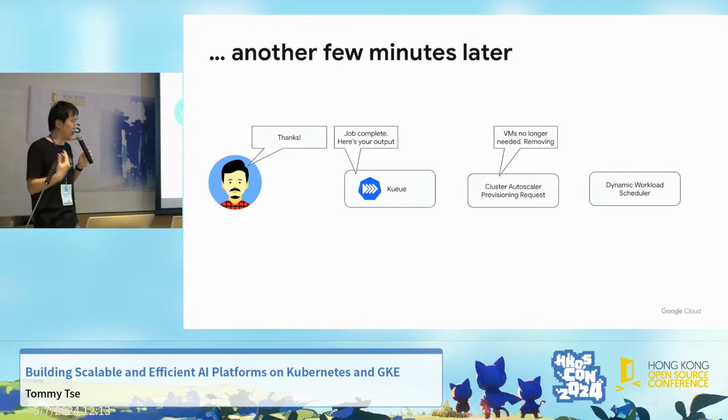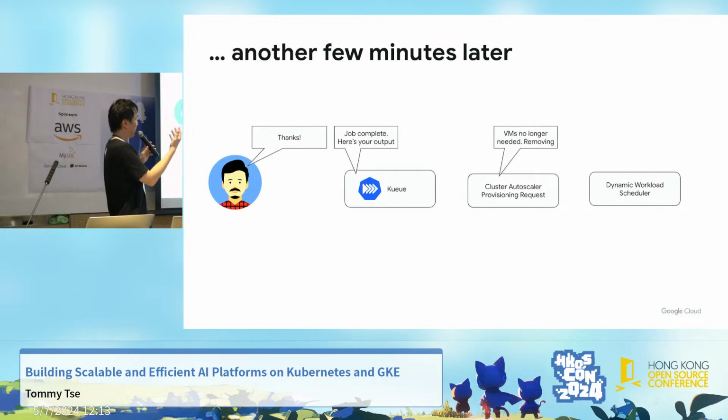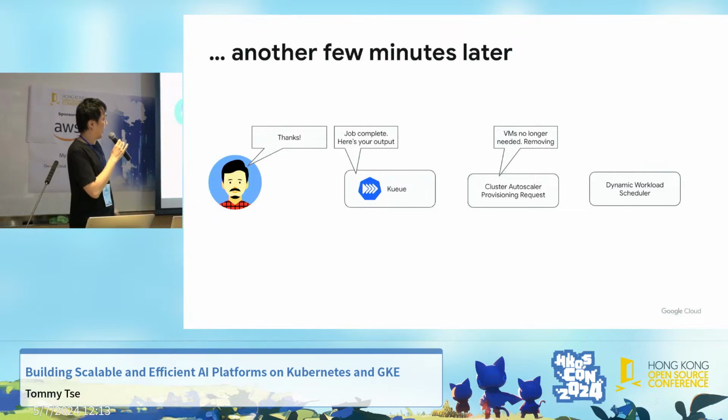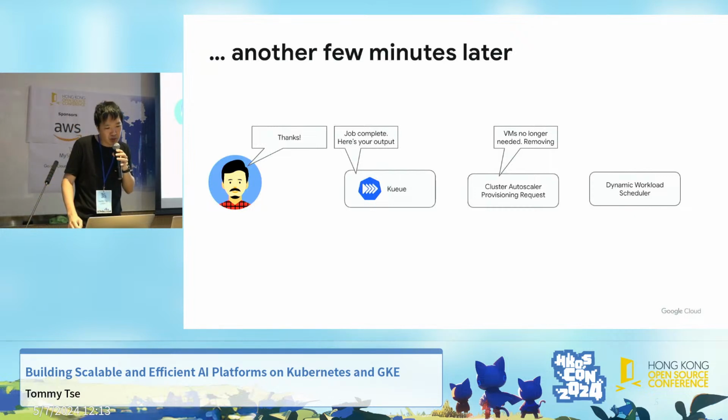So when the job completes, which is what I want, then just finish the job. And when the VMs are no longer needed, the autoscaler will just remove those nodes for me. And as simple as that.